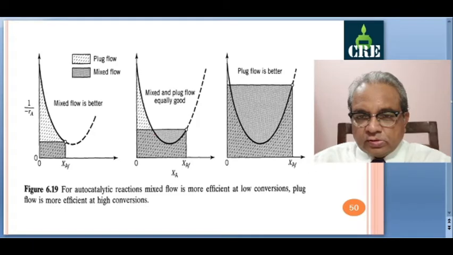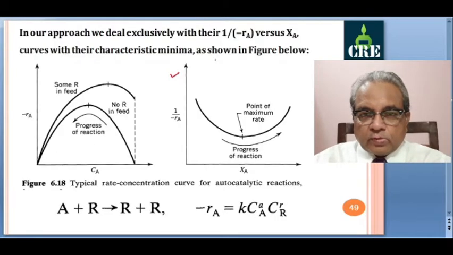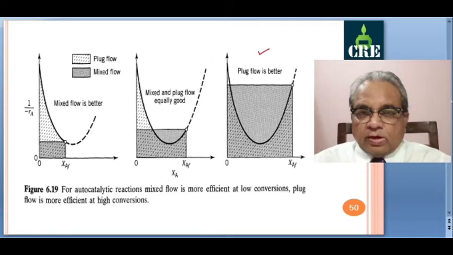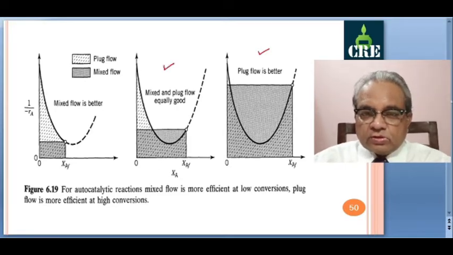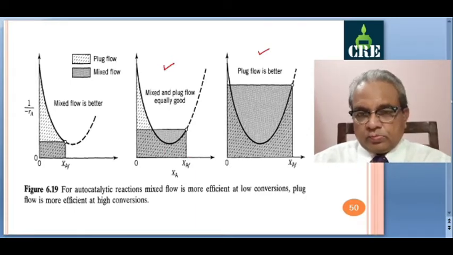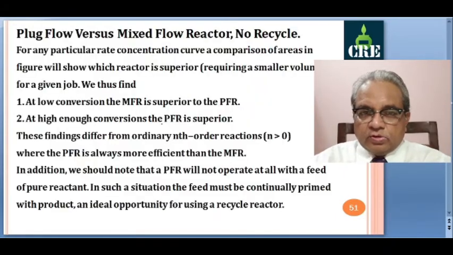So here on another extreme, high conversions, this complete rectangle represents mixed flow, and this area under the curve, which is much less than this, represents the plug flow. So we say plug flow is better. And in between we have some intermediate Xa, where the addition of these two we want to minimize to find out the best point. So here same thing we'll discuss here.